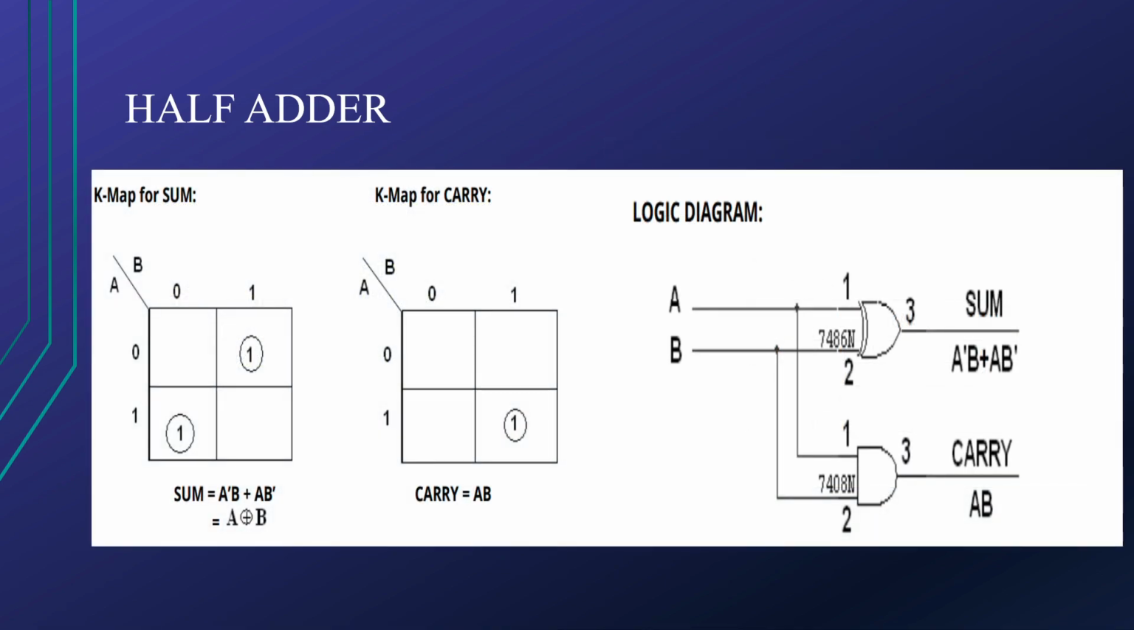Next is the K-map for sum and carry. K-map is nothing but the Karnaugh map. It's used to simplify the Boolean expressions. So the K-map for sum and K-map for carry are here. So this is the logic diagram for half adder.